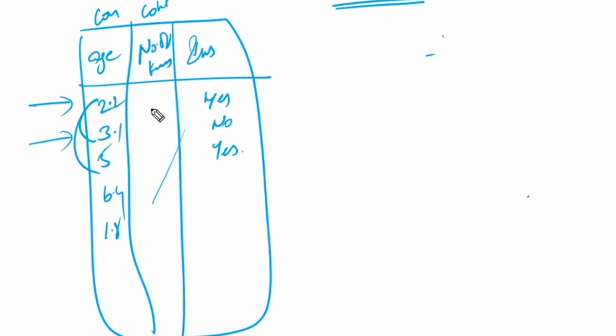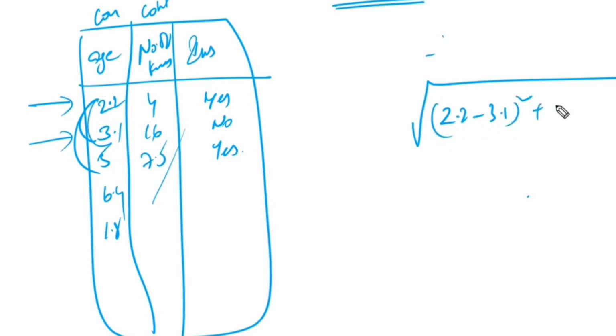Now, what happens? This one will be 4. This one will be 1.6 or 16? 16. Okay, this is going to be 16 and this is 7.5. Now, the square root of the first two values' difference is (2.2 minus 3.1) whole square plus (4 minus 16) whole square. This value also will be impacted. It is having some impact.